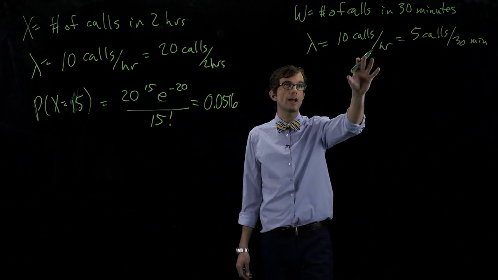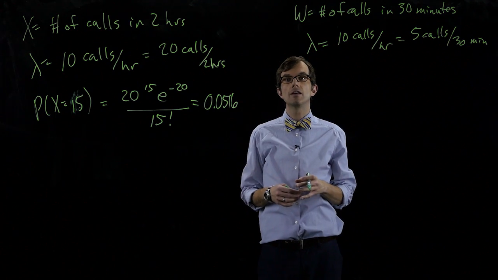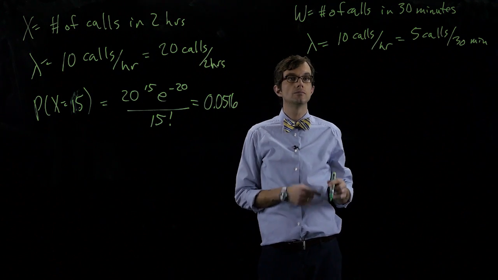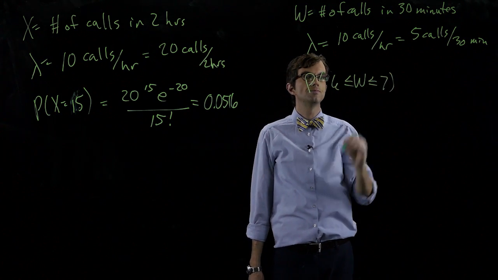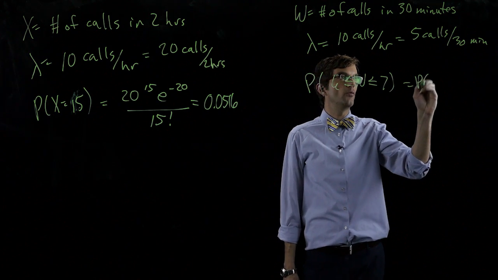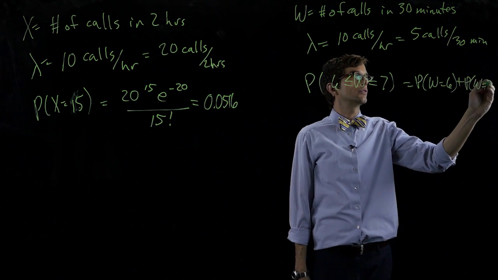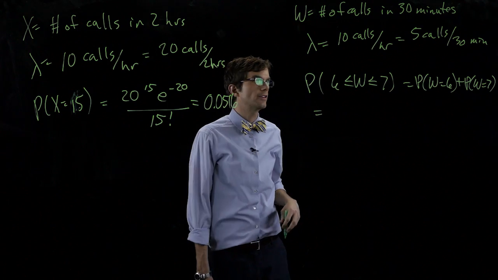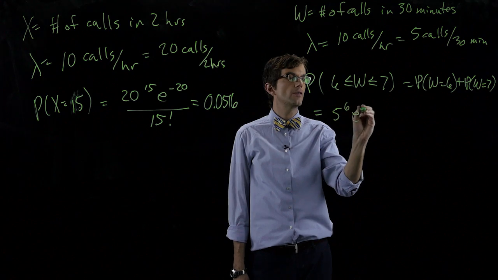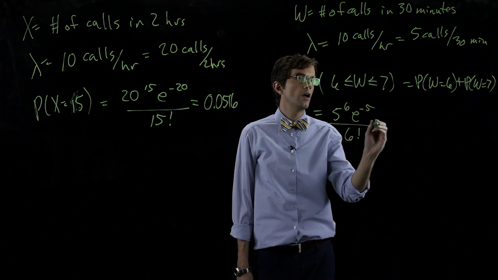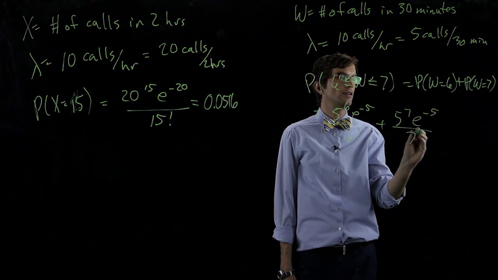So now we have a rate, and we can find out what's the probability that w takes on the value 6 or 7. This is the probability that w equals 6, or the probability that w equals 7. We can calculate this pretty easily. That's our rate, 5 to the 6 e to the minus 5 divided by 6 factorial, or 5 to the 7 e to the minus 5 divided by 7 factorial.